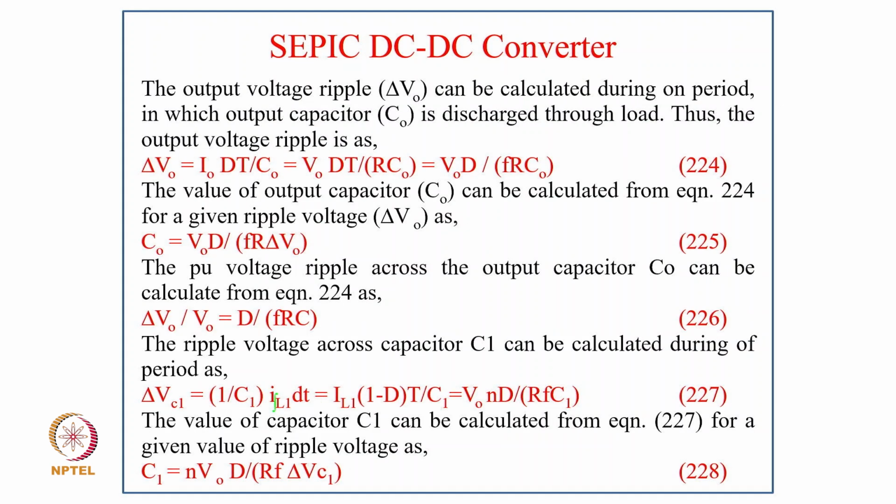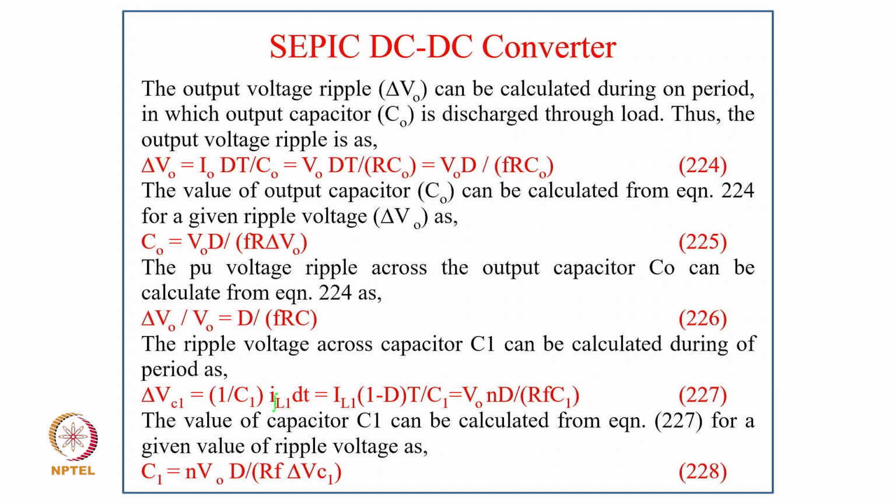So the output voltage ripple delta VO can be calculated during the on period, in which the output capacitor CO is discharged through the load. The output voltage ripple is delta VO equal to IO dt upon C0, equal to VO dt upon R C0, that is equal to VO d upon f R C0. The value of the output capacitor can be calculated for a given ripple: C0 equal to VO d upon f R delta VO, and the per unit ripple across the capacitor is delta VO upon VO equal to d upon f R C0.